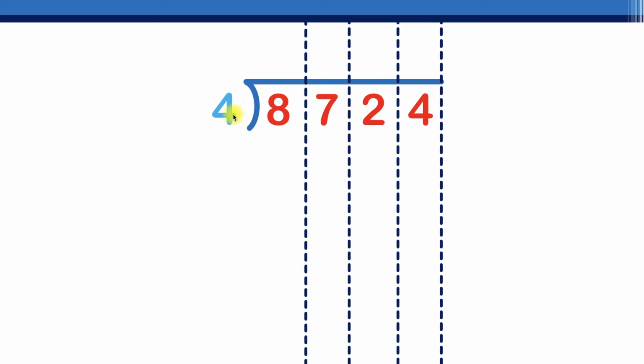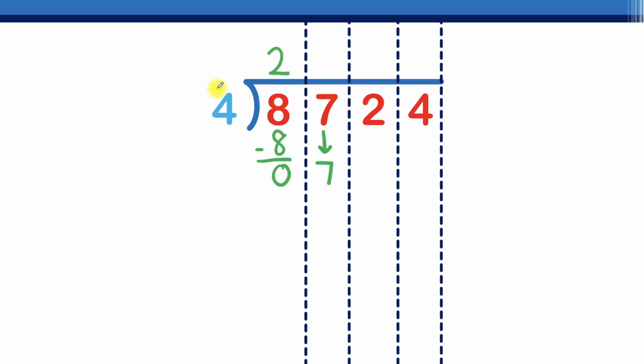So the first thing we're going to do is see how many times 4 can go into 8. Well, that's 2 times. So I'll write a 2 directly above the 8 because 2 times 4 is 8. And I'll write that 8 here and then subtract it. 8 minus 8 is 0. Since I'm done here, I'll just bring down the 7 and then repeat the process.